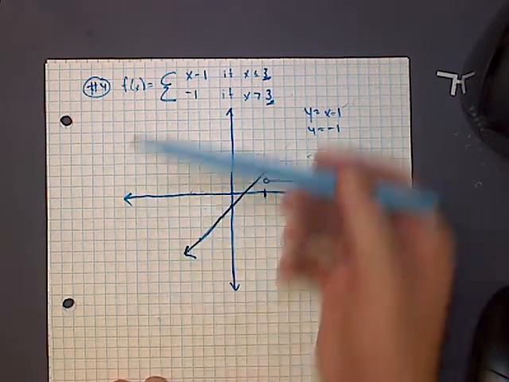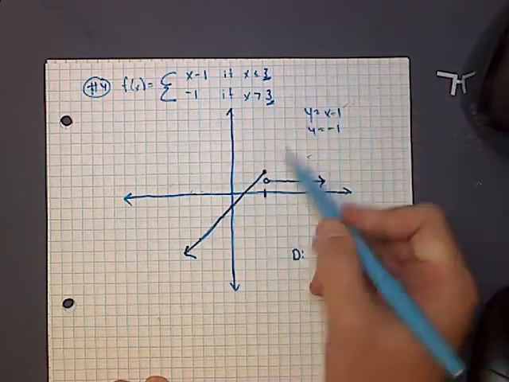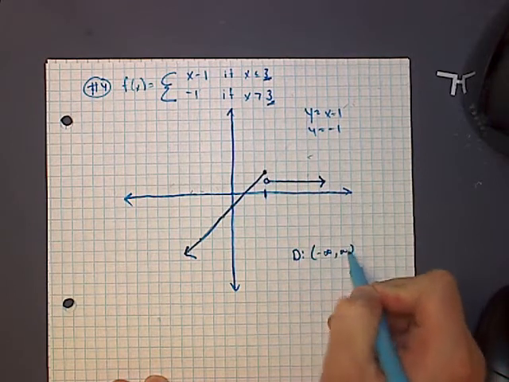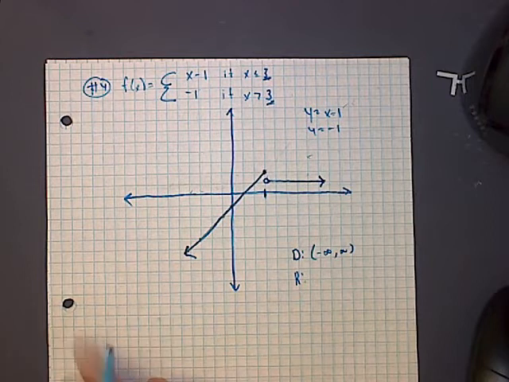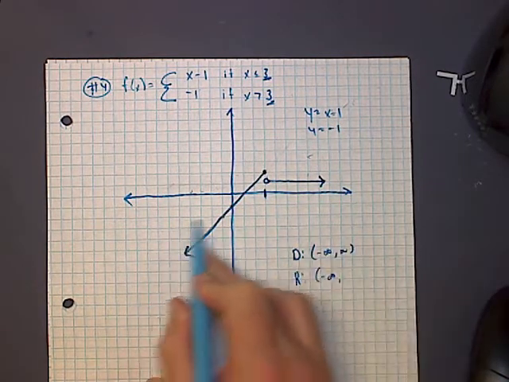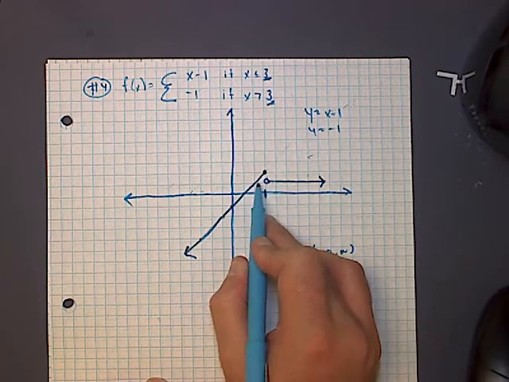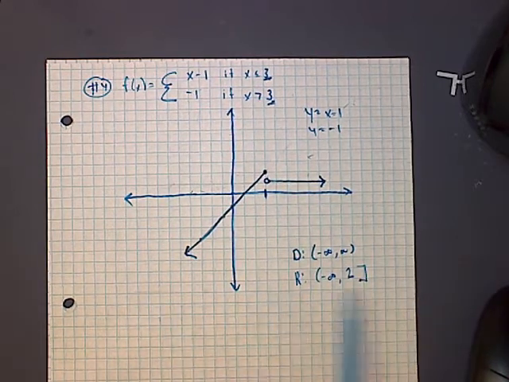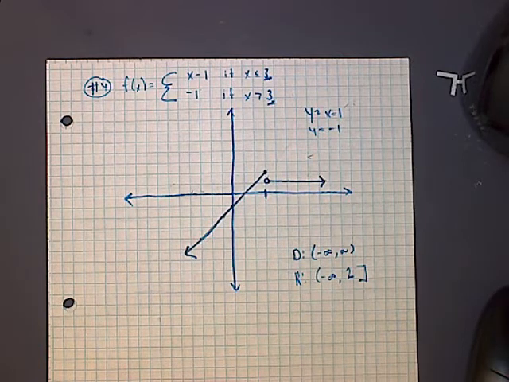So my domain, if you're looking from left to right, is hitting the graph. That cancels that out, so your domain is all real numbers. Range, notice this keeps going, so from negative infinity all the way up to, even though it's open, we don't need a break because it's closed over here, but it does go up to 2 and stop in its bracket because it's going all the way up to the 2 on the y-axis. All right, take a moment to look at that.